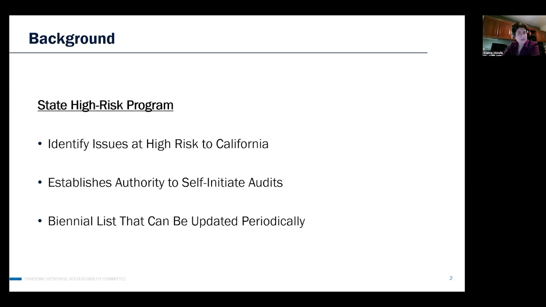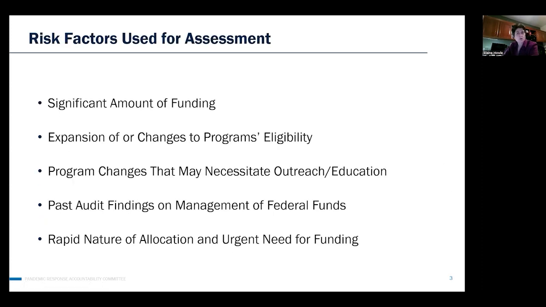But that list can be updated periodically, can be updated during the year, and that's precisely what the Auditor's Office did in 2020. So when we were determining whether or not the receipt of pandemic relief funding in California would be deemed a high-risk issue, we had to consider certain risk factors in our assessment. First risk factor is the significant amount of money coming into California. We identified early in the year when we were looking at the CARES Act and some other legislation, there was upwards of $71 billion coming into California under pandemic relief. So that was a huge risk factor.